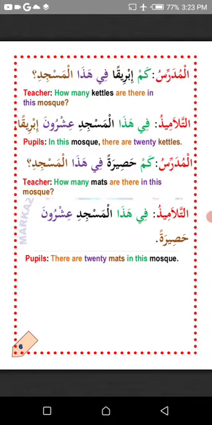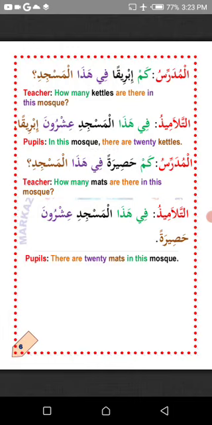المدرس teacher. كم إبريقا في هذا المسجد؟ How many kettles are there in this mosque? التلاميذ. Now the pupils are responding. في هذا المسجد 20 إبريقا. There are 20 kettles in this mosque.